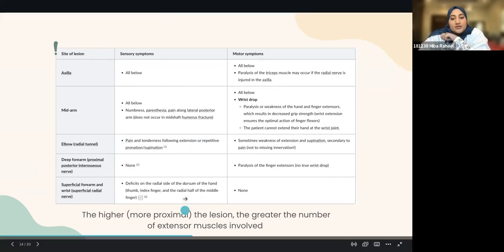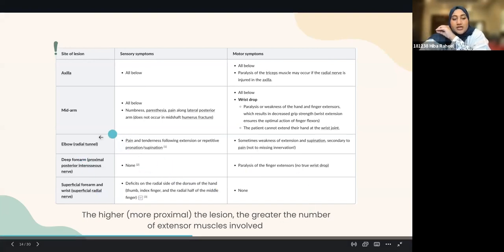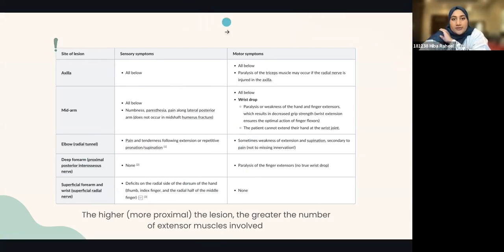And then in the hand, it's different. Then it gets divided into deep and superficial, so no need to know this. But like till here, it's very important, okay? I hope that's clear.